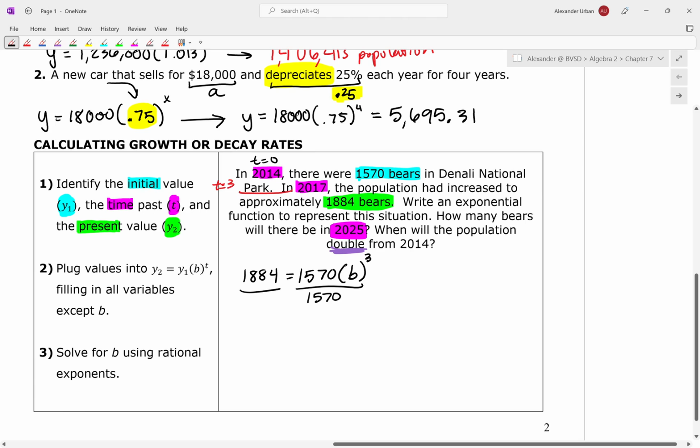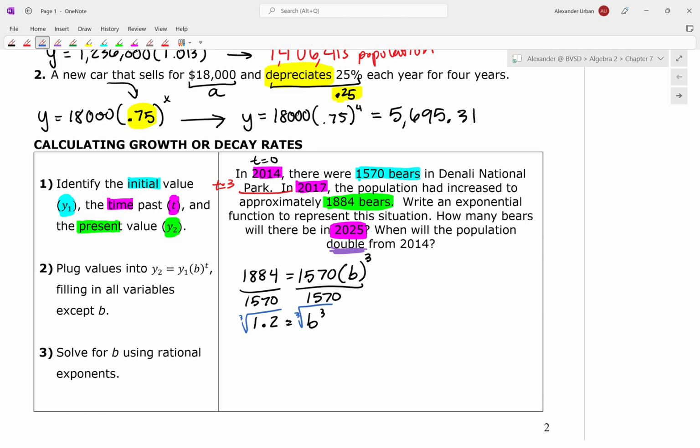I'm going to divide both sides by 1,570. And if I do that, 1,884 divided by 1,570 is 1.2. That's a really nice number. Is equal to b to the 13th power. How we get rid of the 13th power is to use a 13th root. So I'm now going to take the 13th root of 1.2. And when I do, I end up with 1.062652. I'm going to round to the nearest thousandth, so I'm going to do 1.063.